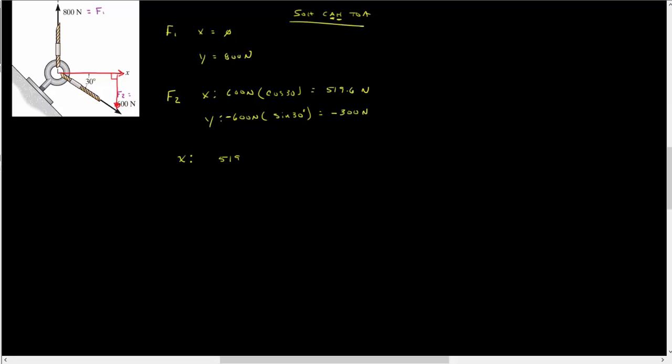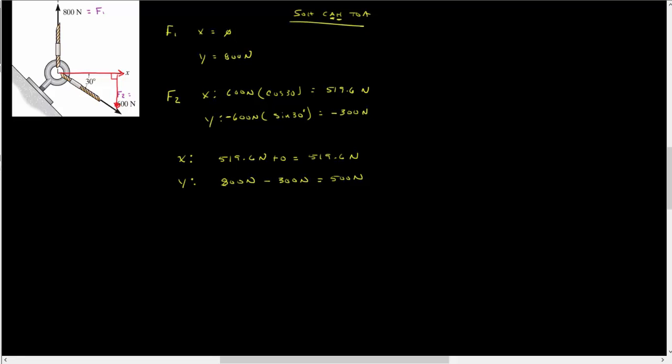Now if I sum my components, so if I'm summing my x components, I'm going to have 519.6 newtons plus 0, which is 519.6 newtons. And then my y component is going to be 800 newtons minus 300 newtons, which is going to be 500 newtons in the positive direction.